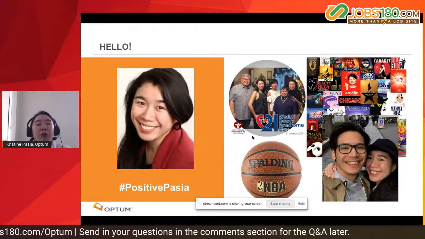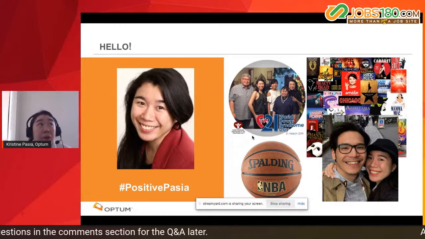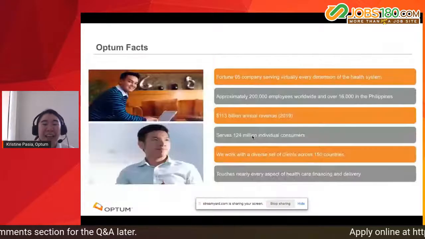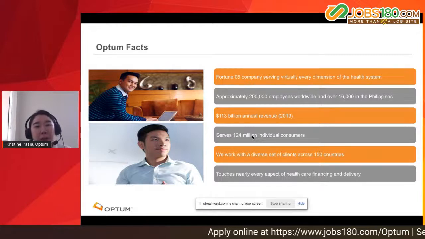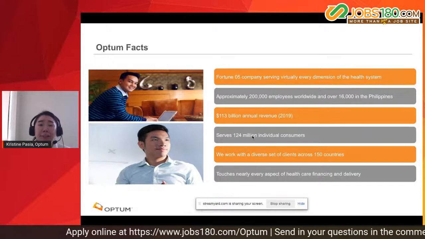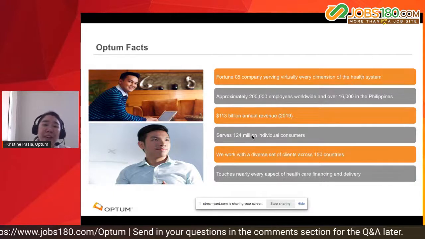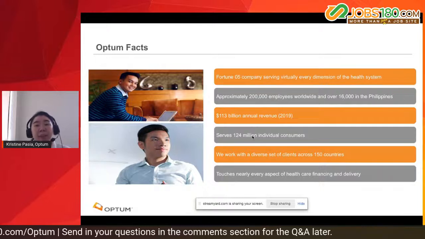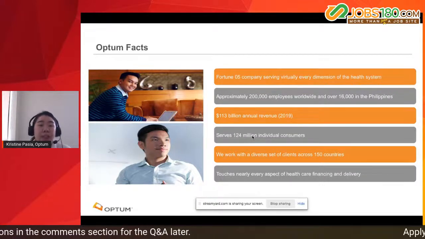What I also wanted to discuss with you all this morning is the company that I've worked for almost 10 years, and that would be Optum Global Solutions Philippines. We are the number one healthcare company in the United States, and we rank Fortune 5 out of the Fortune 500 companies. We touch nearly every aspect of the healthcare system, whether in healthcare financing or in technology.